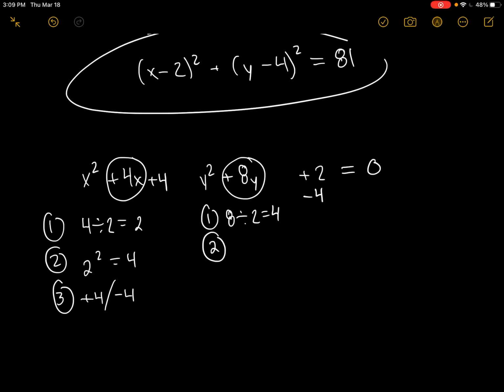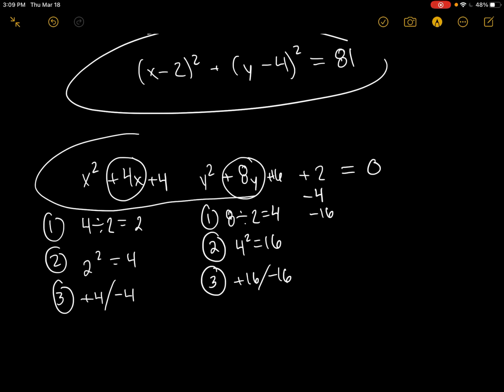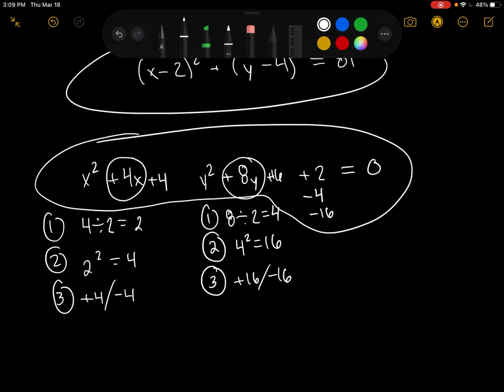Do the same thing here with 8, divide 8 by 2. Once we divide 8 by 2, we'll get 4, squared to get 16. And then we're going to be adding 16 and additionally subtracting 16. So we'll add 16 here, we'll subtract 16 here. So this is what we're left with for our equation.